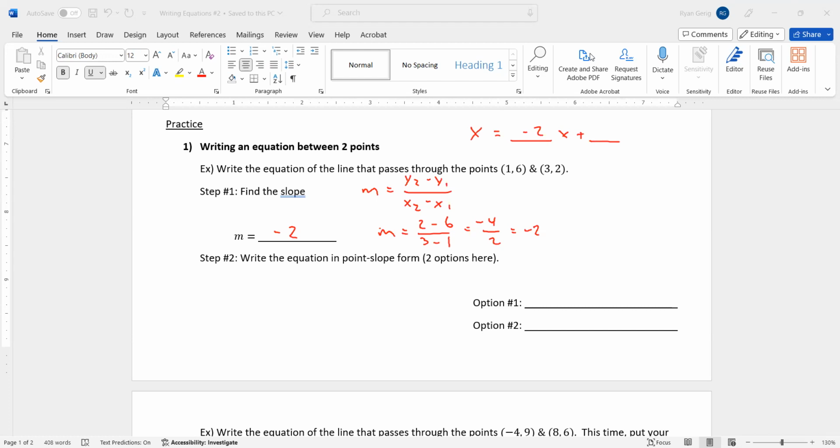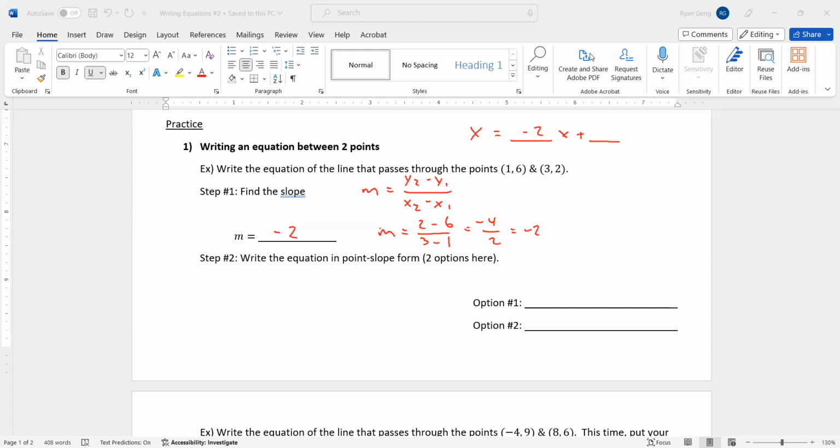Okay. Write the equation in point slope form. You have two options here. Why do you have two options? Well, because you have 2 points. So I'm going to write both of them in this problem. You do not need to do both. You only need to do one, but I'm showing you that you can have 2 potentially correct answers here.